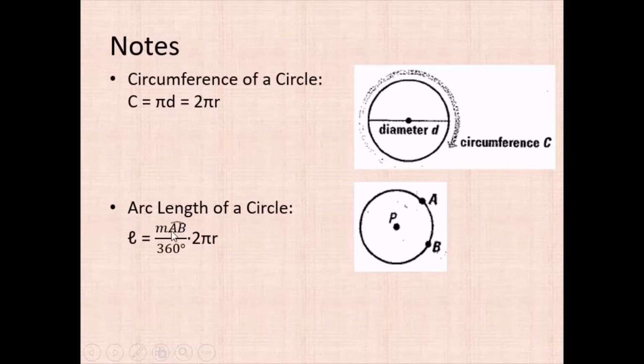Also, another thing here is that remember the measure of the arc is the same as the central angle. If we were to connect A, P, and B with lines, the angle in between them would be the central angle, and that's the same as the arc AB, as we learned last chapter in chapter 10, our circles chapter.